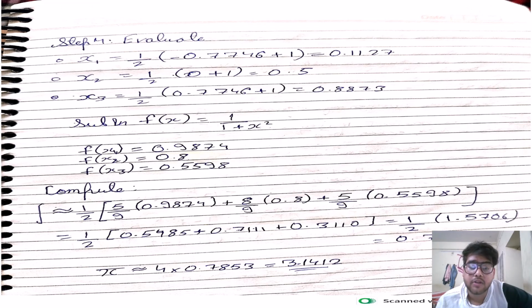And now we will substitute these values in f of x, which is 1 upon 1 plus x square, and then we will compute the value of the original function. So after calculating we will get the value of pi, which is 4 into 0.7853, which equals 3.1412.